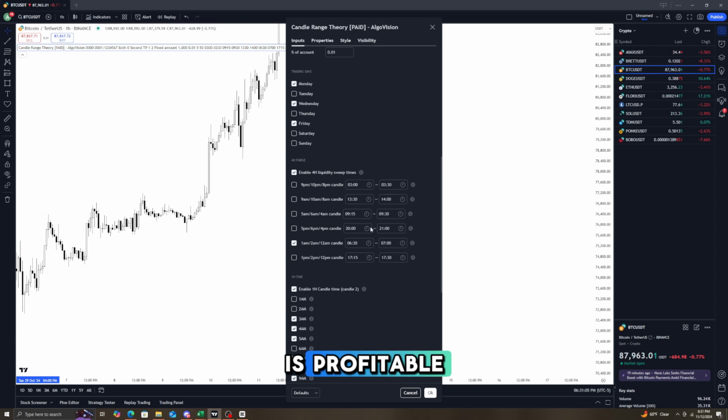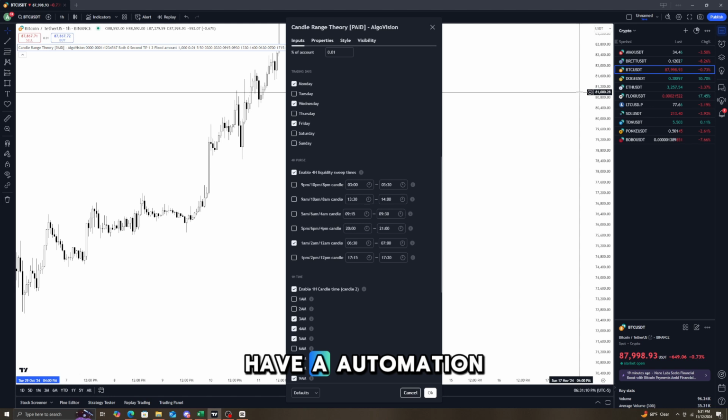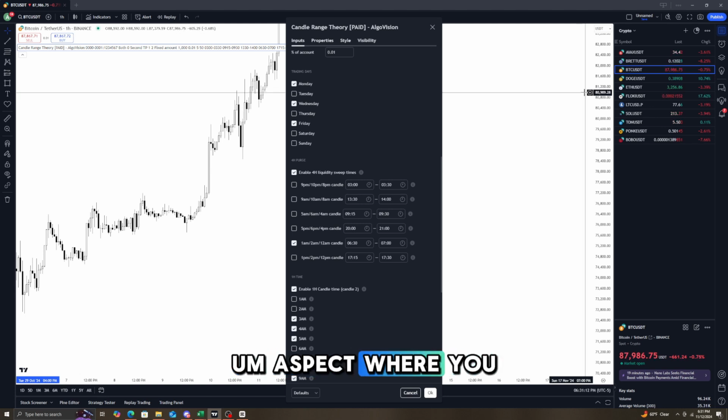And then if it is profitable, you can set alerts for it, or we will in the future have an automation aspect where you can just automate it for your account.